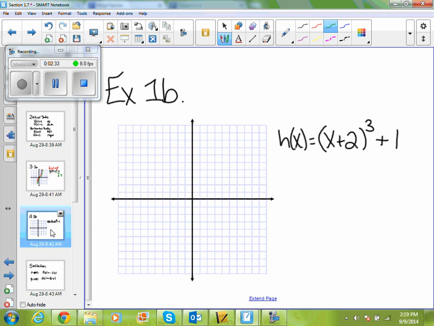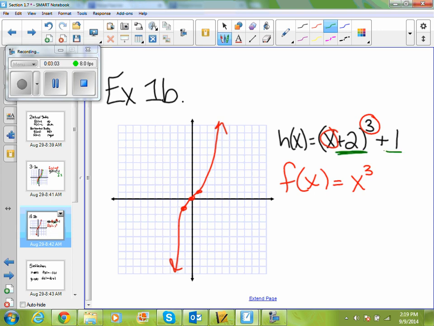So if I do the same thing for h of x equals (x plus 2) cubed plus 1, I'm again going to start with my parent function, f of x equals x cubed. That comes from my x cubed. So that's my parent function. Then if I look at my secondary function, my h of x, I have a plus 2 here and a plus 1. The plus 1 I know is going to move my graph up 1.